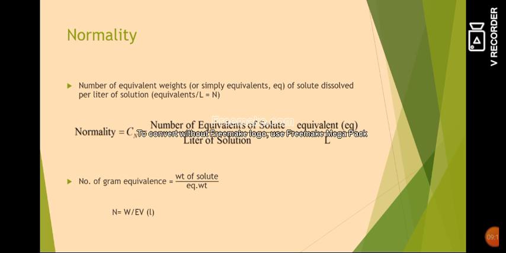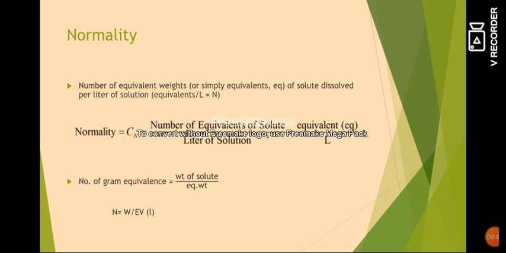Another way of expressing the concentration of a solution is normality. Normality is the number of gram equivalents of solute present in 1 liter of solution. It means the number of gram equivalents of solute divided by the volume of solution in liters. The number of gram equivalents can be calculated by the formula: the number of gram equivalents is equal to the weight of the salt divided by the equivalent weight. Normality is represented by the capital letter N.